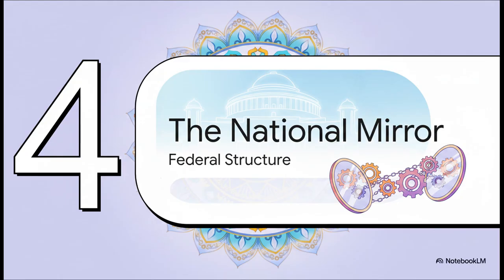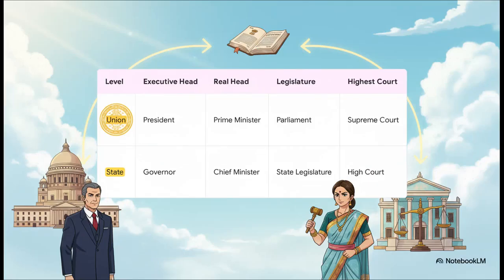Okay, we've been looking at all these pieces at the state level. Now, here comes the big reveal, the aha moment. Because this whole structure, it's a mirror image of the national government. This is India's federal structure in action, and it's actually pretty brilliant. And this chart just lays it out so clearly.